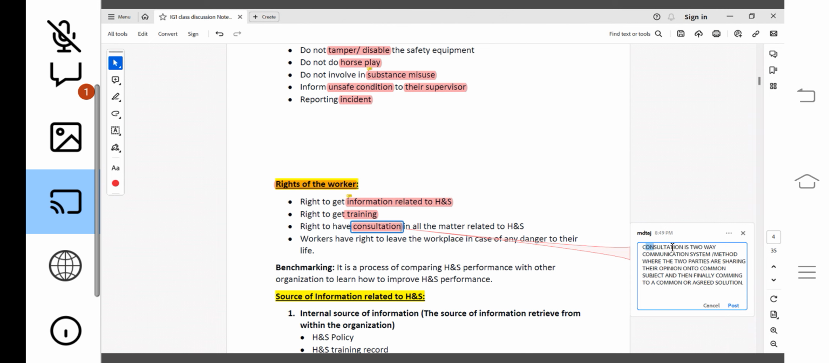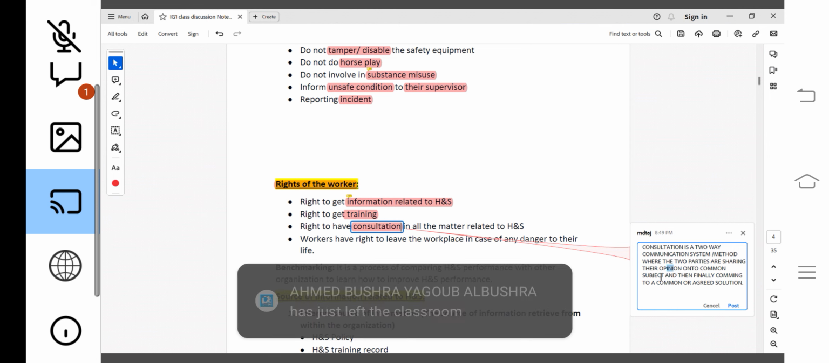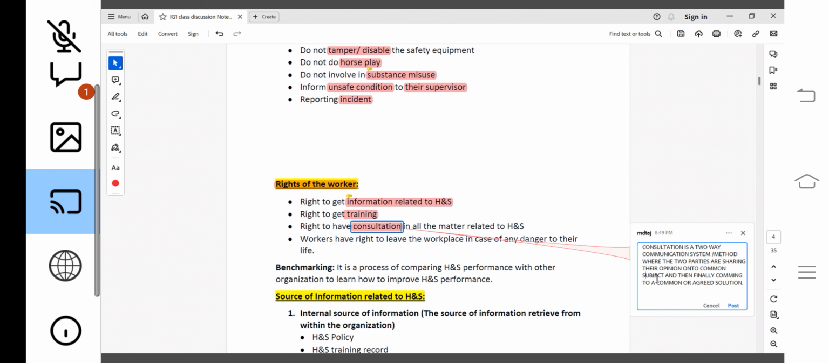You see, consultation is a two-way communication system or method where the two parties, such as top management, like managers, and the workers, both will be sharing their opinion on some common subject, whatever the matter they are discussing. Both parties will get an opportunity to share their opinion. Based on that opinion, they will come to a final decision, a solution. So the worker also has a right to give some kind of opinion. The worker will also get opportunities to put his views into the consultation method, isn't it?